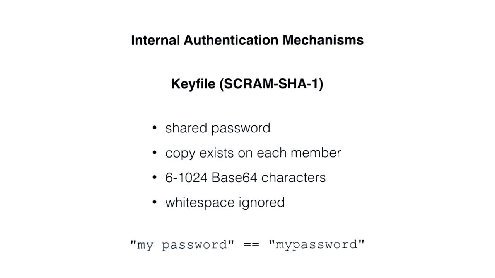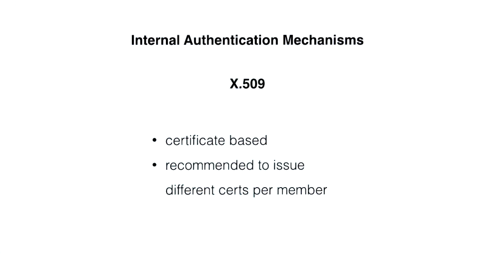The actual contents of your key file must be between 6 and 1024 characters and may only contain characters in the base64 character set. It's important to note that all whitespace characters are ignored, so "my password" and "mypassword" are effectively the same. X509 is another internal authentication mechanism, and it utilizes certificates to authenticate members to one another.